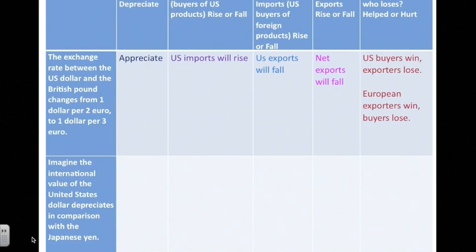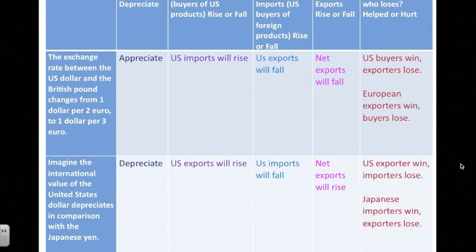In our next example, we have the international value of the U.S. dollar depreciating when compared to the Japanese yen. So what is going to happen here? If our currency is getting weaker and the yen is getting stronger, that means that we can buy less of their stuff, while simultaneously the Japanese can buy more of our stuff. So the impact on exports is that U.S. exports will see an increase as the Japanese yen becomes stronger. Simultaneously, we will be able to buy less of their stuff, so our imports will fall from Japan. When we balance out the imports and exports, if our exports are rising and our imports are falling, that means that our net exports will also see a rise, or we will move towards a trade surplus.